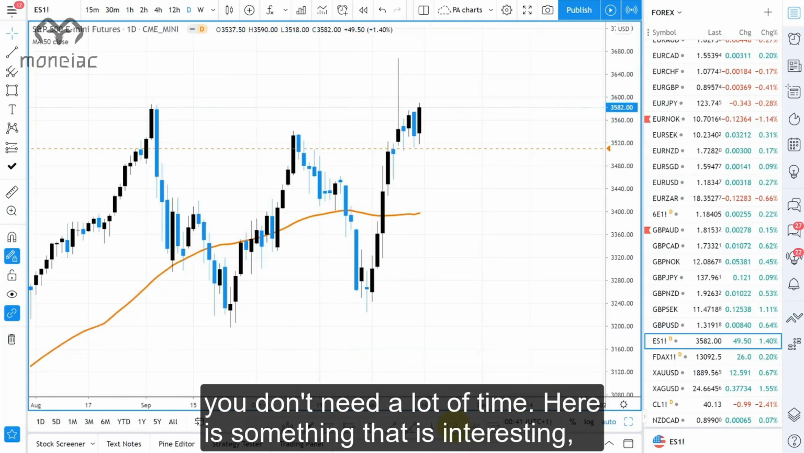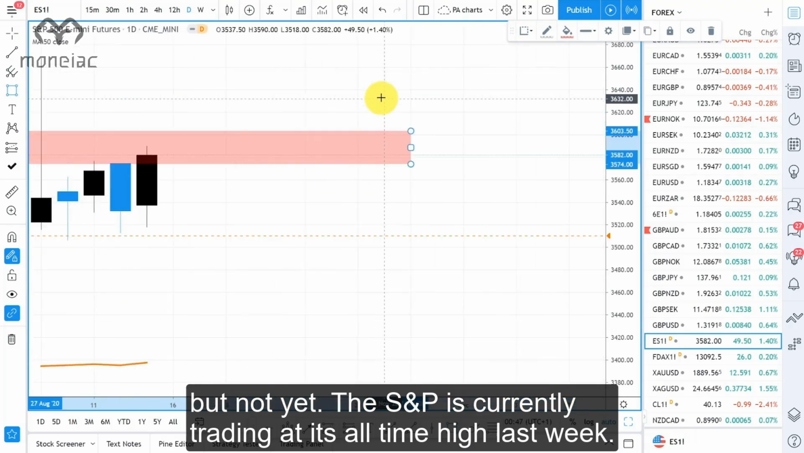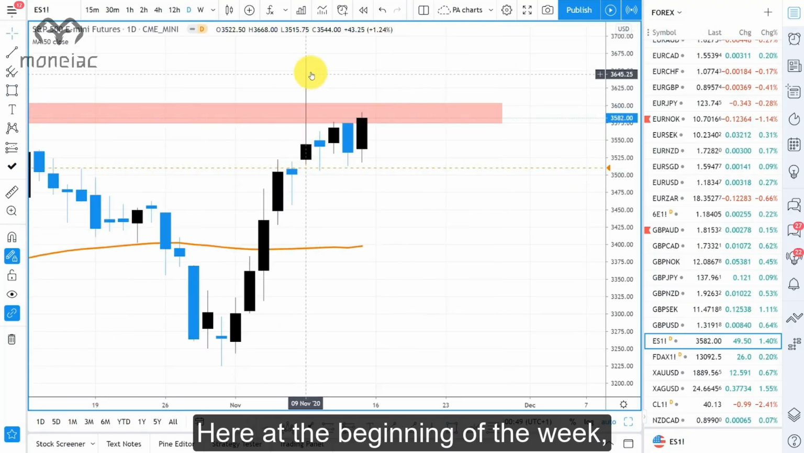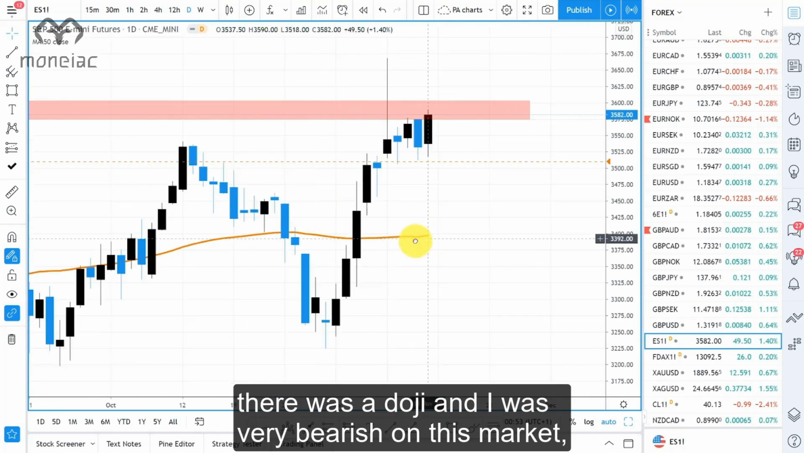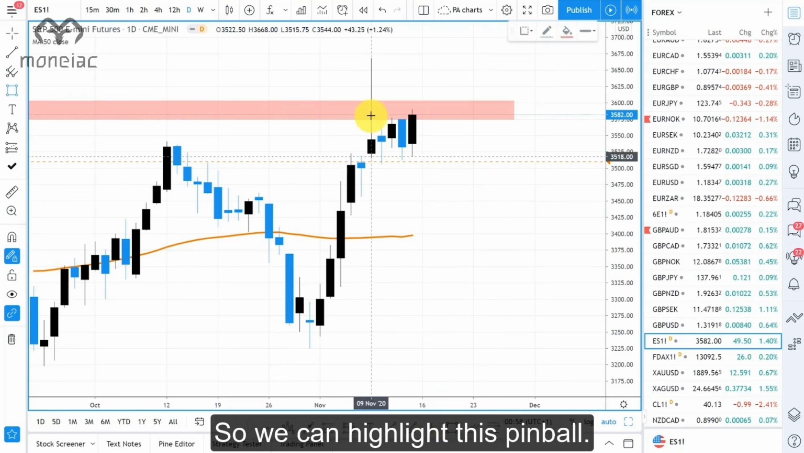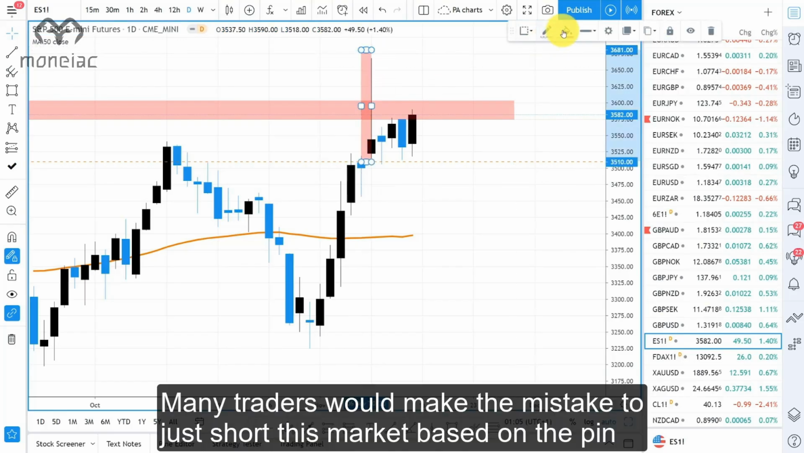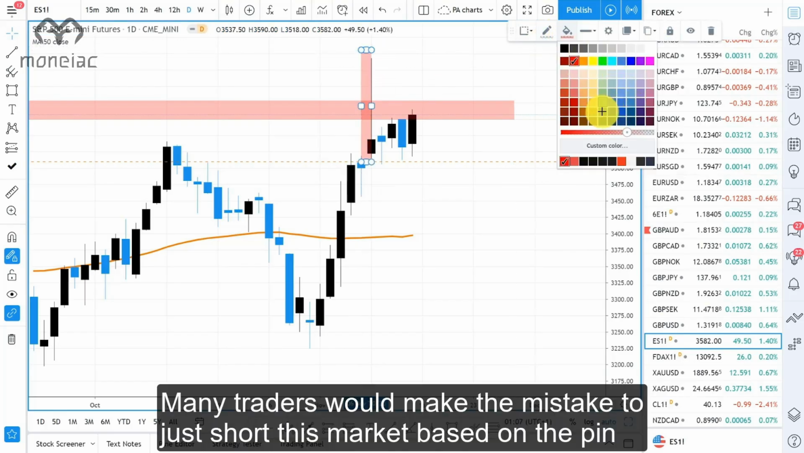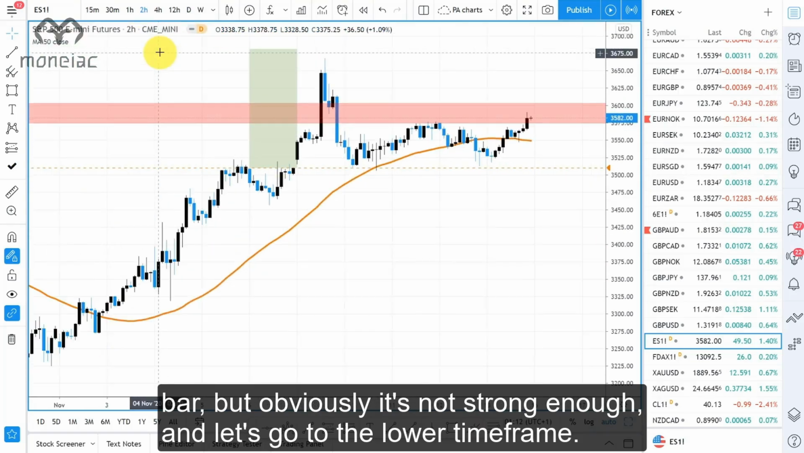Here is something that is interesting, but not yet. The S&P is currently trading at its all-time high. Last week here, at the beginning of the week, there was a doji, and I was very bearish on this market, but the market and the pattern never was triggered. So we can highlight this pin bar, and the lower time frame pattern is really our insurance. Many traders would make the mistake to just short this market based on the pin bar, but obviously it's not strong enough. And let's go to the lower time frame.